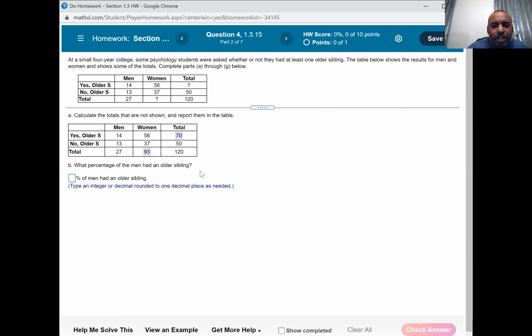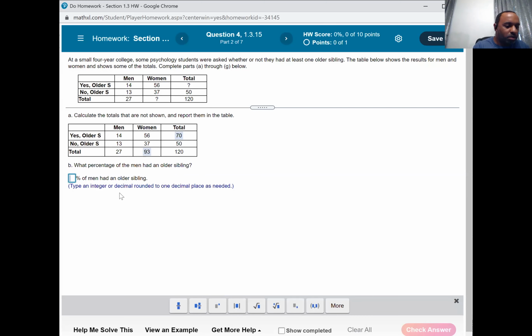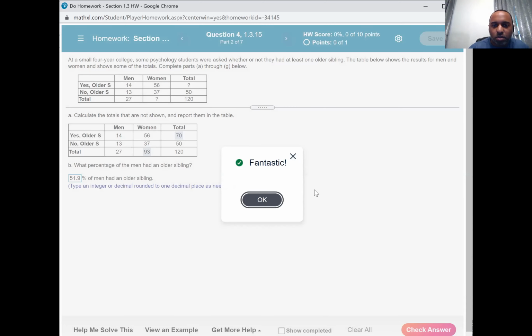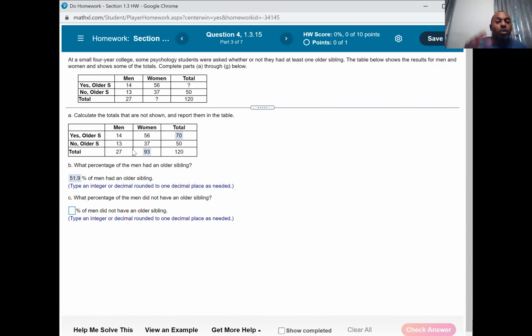What percentage of men had an older sibling? All right. So yes to older. So that's 14 out of the 27. And round it to one decimal place. So that's 51.9.